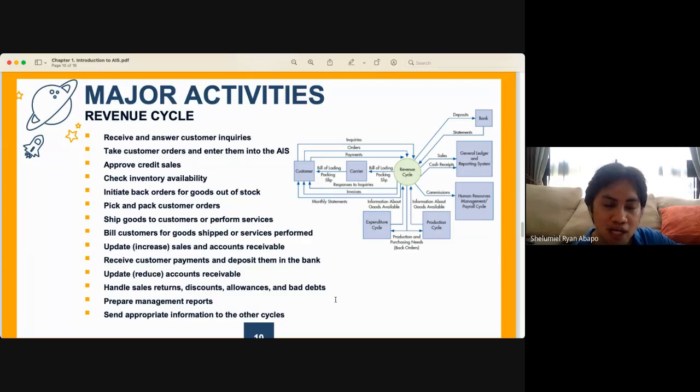And then once you've already approved or verified the credit standing and the inventory availability, then you also initiate back orders for goods out of stock. Kung meron mang commitment before, tas na out of stock, we call them back orders. And then part of the revenue cycle as well is to pick and pack customer orders, because sometimes you have a massive warehouse, and then you pick and pack the orders of the customers. You remove the items from their storage, and then you pack them together with the other orders of a particular customer.